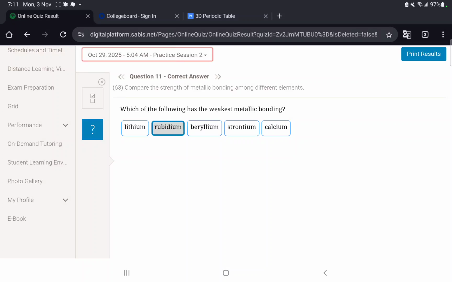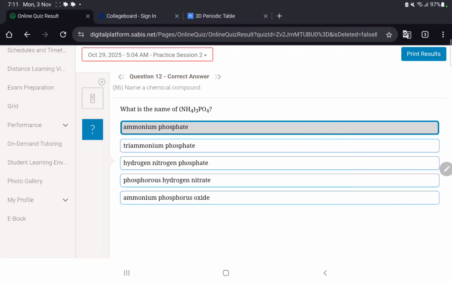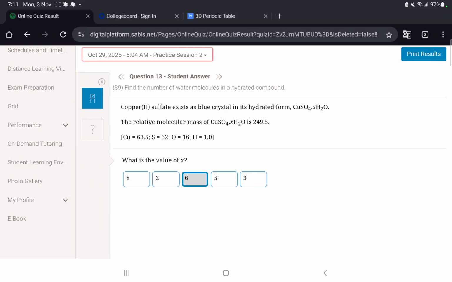Which of the following has the weakest metallic bonding? Rubidium. Why, between these? Rubidium has the smallest amount of electrons, and the more electrons it has, the stronger the metallic bonding. Number 12. What is the name of (NH4)3PO4? It's straightforward, you have to memorize it. It's ammonium phosphate.